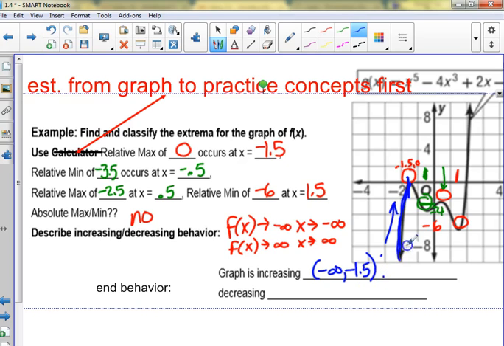Okay, where does it go up again? Can I use blue for this little piece right here again? That's from the first min to the second max, right? From negative 0.5 to positive 0.5. And then it goes up again over here, which started at this x value, which we called 1.5 to infinity.